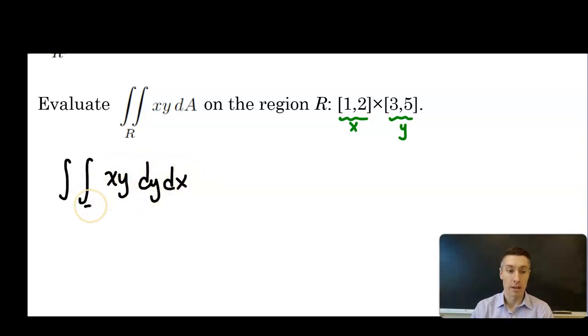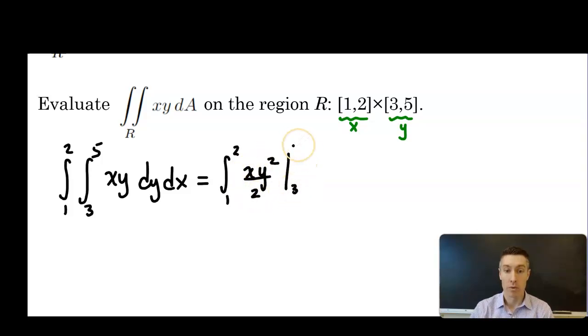So y bounds then would go from 3 to 5. The x bounds go from 1 to 2. And now we start the process of integration, working our way from the inside out. So integrating with respect to y first, so 1 to 2, we have xy squared over 2. Evaluate that from 3 to 5 dx.